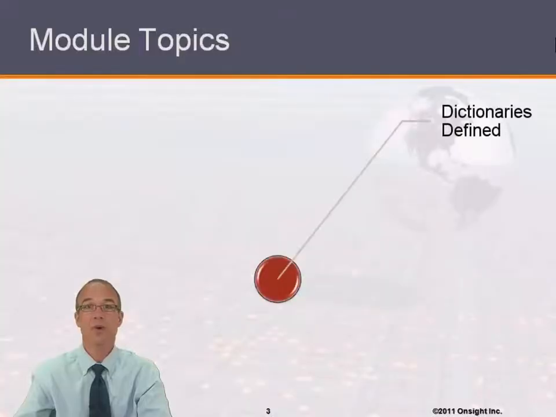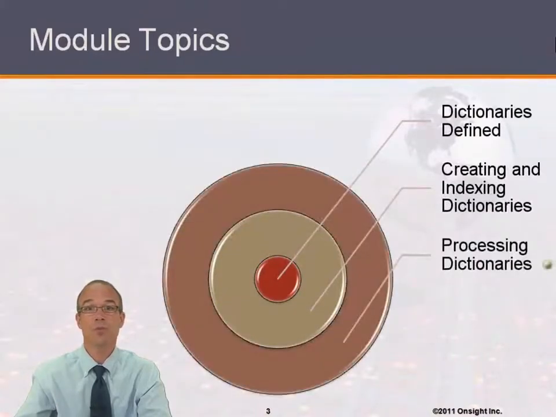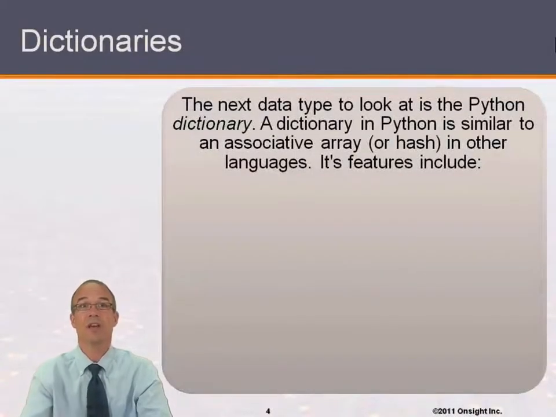Let's talk about dictionaries. This is another data type that we'll add on to our collection of data types for Python. We'll talk about what is a dictionary. We'll talk about creating and indexing into dictionaries. We'll process some dictionaries, and we'll start with a definition.